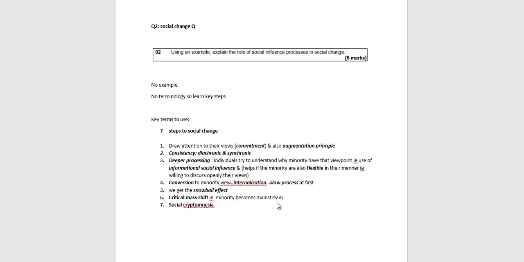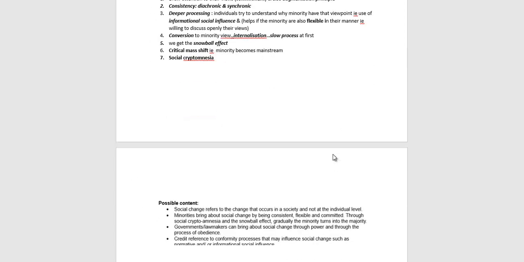We can talk about legislation there possibly as well. You can also throw in things like social cryptomnesia, where people know that change has happened or know that they have a belief but they don't know where that's come from, and so on and so forth. So plenty of key terms there that must be included in this. And obviously you're using your specific example.